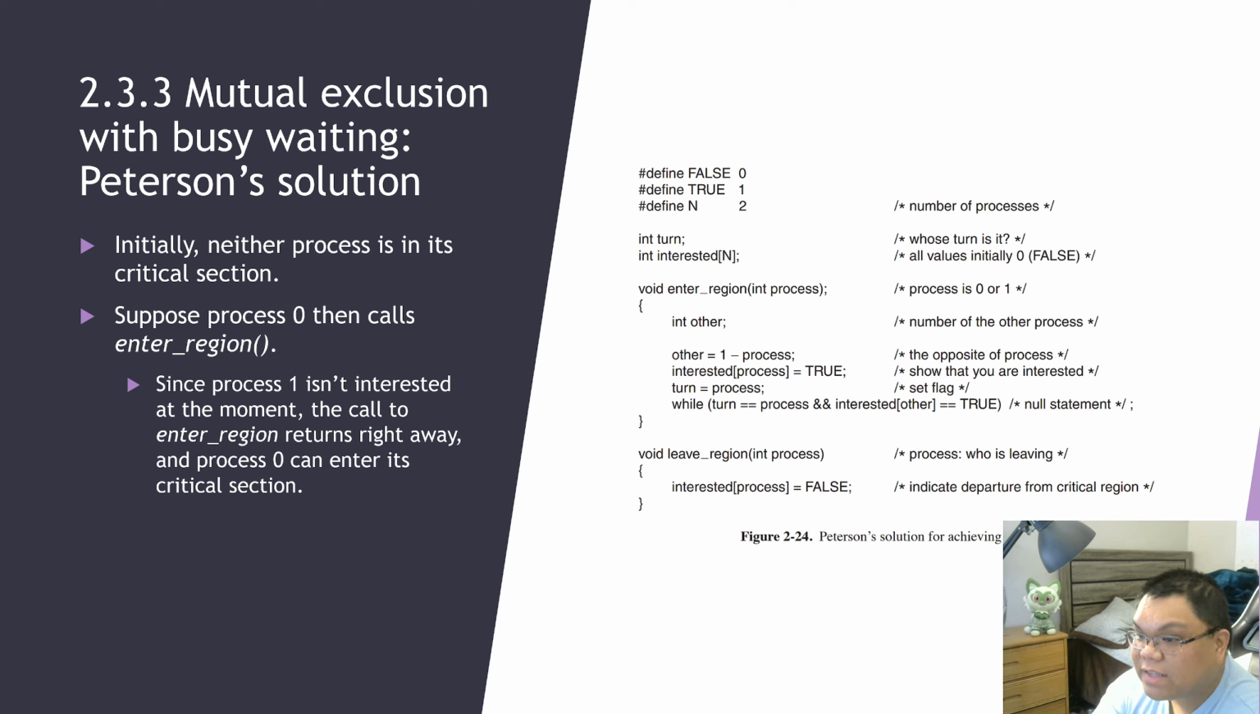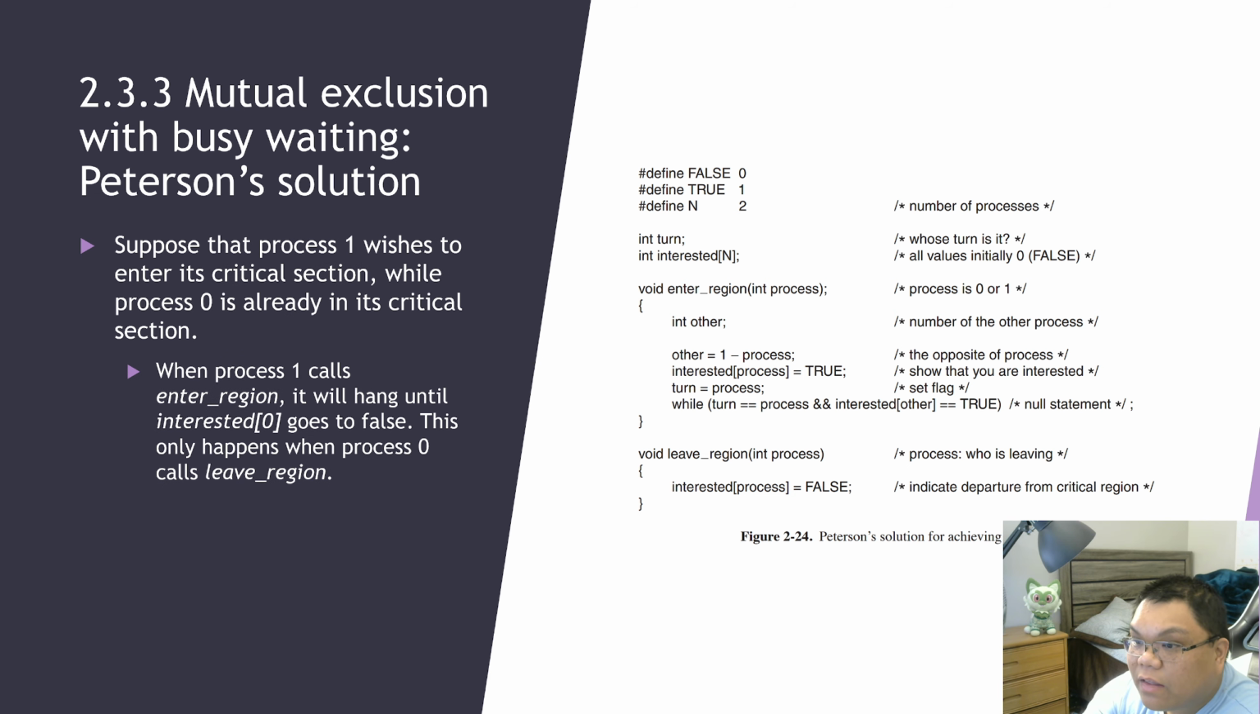Since process 1 is interested at the moment, when it calls enter region, what happens is this. Look at this code. Basically, it's much like the busy waiting from before. This whole enter region function returns right away because there are no other processes interested in running their critical sections. So process 0 can enter its critical section right away.